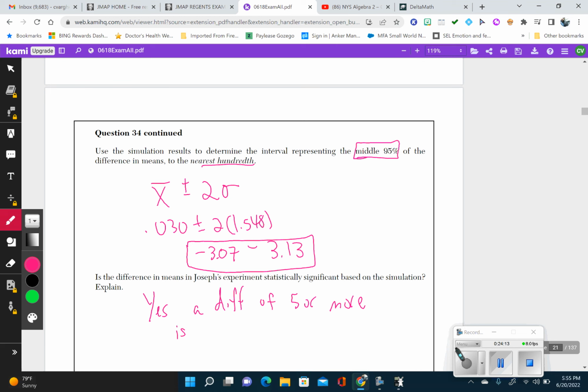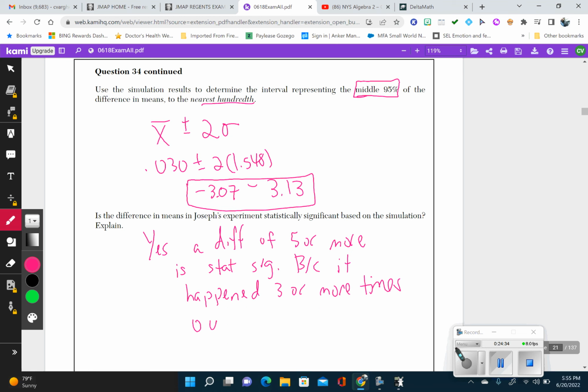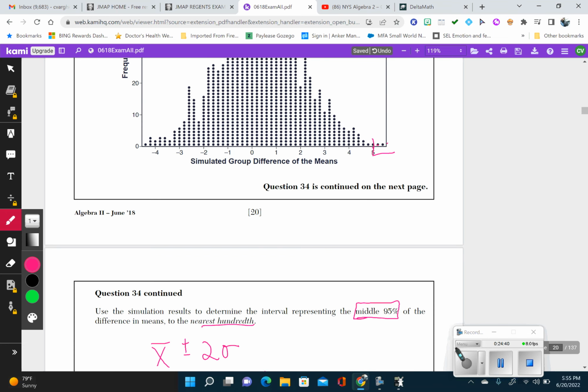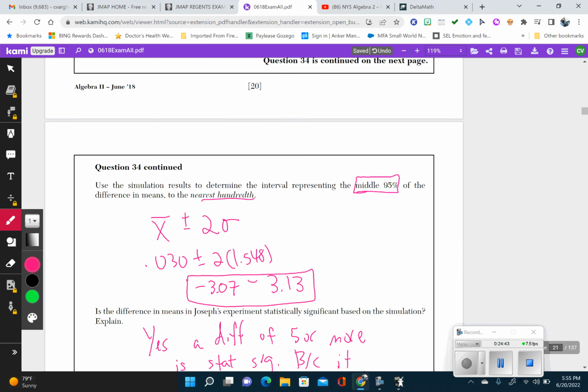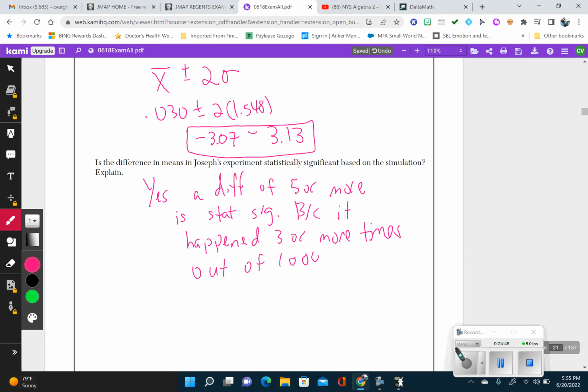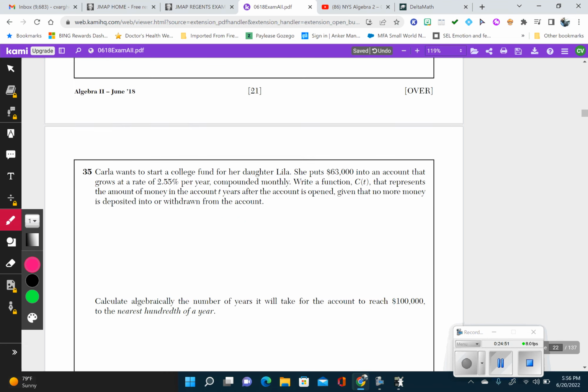is statistically significant because it happened 3 or more times out of 1,000. Right? So if you look 5 or more, here's 5 or more. There's 1, 2, 3. That's where I'm getting the 3 from. So that happened 3 or more times out of 1,000. So it is statistically significant. Okay.